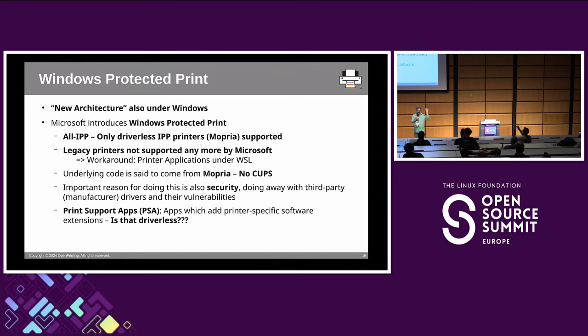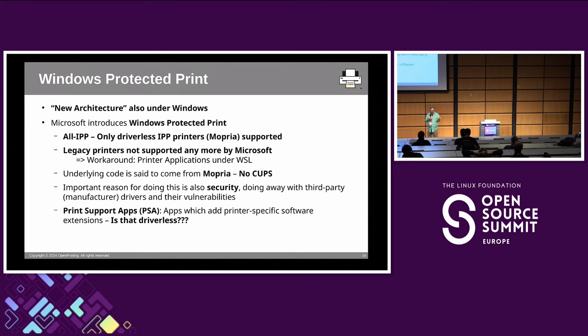And Microsoft wants to do away with it. So they say, throw your old printer away. We support only driverless printers. And we go all IPP. But Microsoft will not use CUPS. They want to use MoPRIA. So it's not that everything will go through OpenPrinting. And so Windows will sooner or later be all IPP and not have printer drivers anymore.